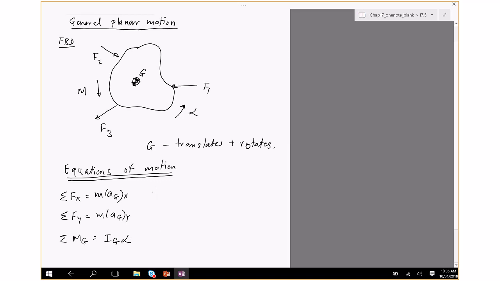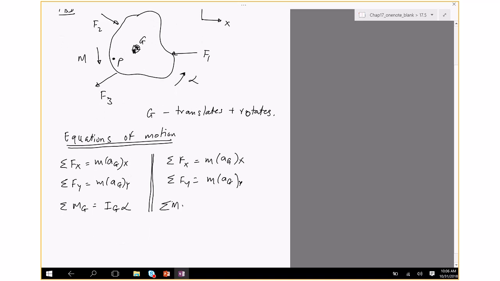You can use that set, or there's another set of equations. The first two equations remain the same. However, for the third one, we can take moments about any point on the body. So let's say P is some random point. And we will take moments about point P. The moment about point P consists of two things. One is IG alpha. I'm sort of violating the vectors here. I'm writing IG alpha with a vector, but the left side I'm not writing as a vector. Let me just write it as IG alpha. You got to put the right sign there. So counterclockwise I take as positive, clockwise negative.